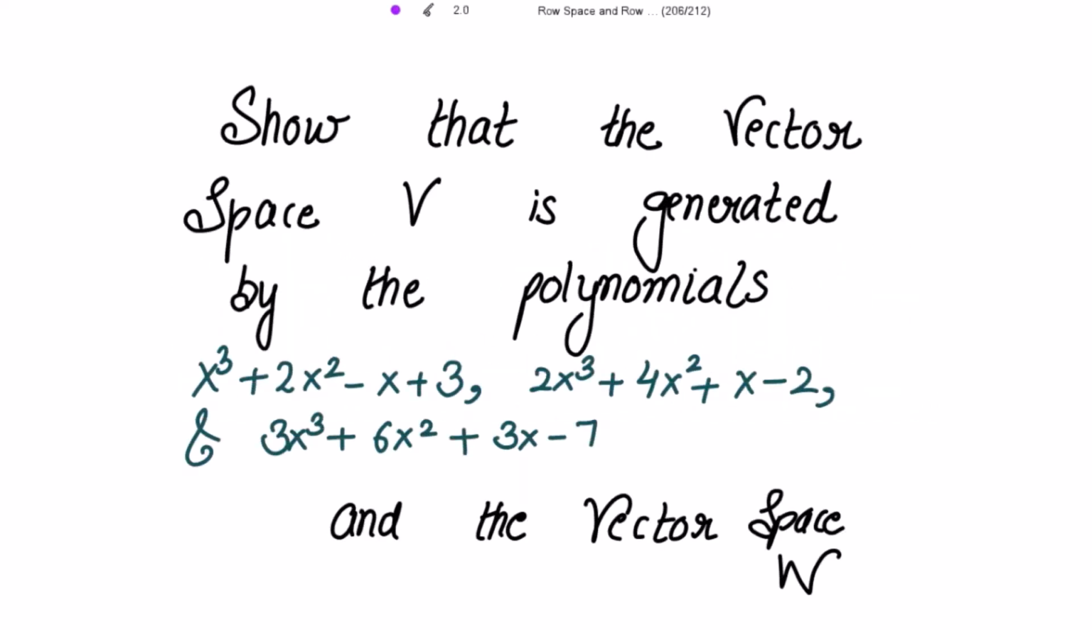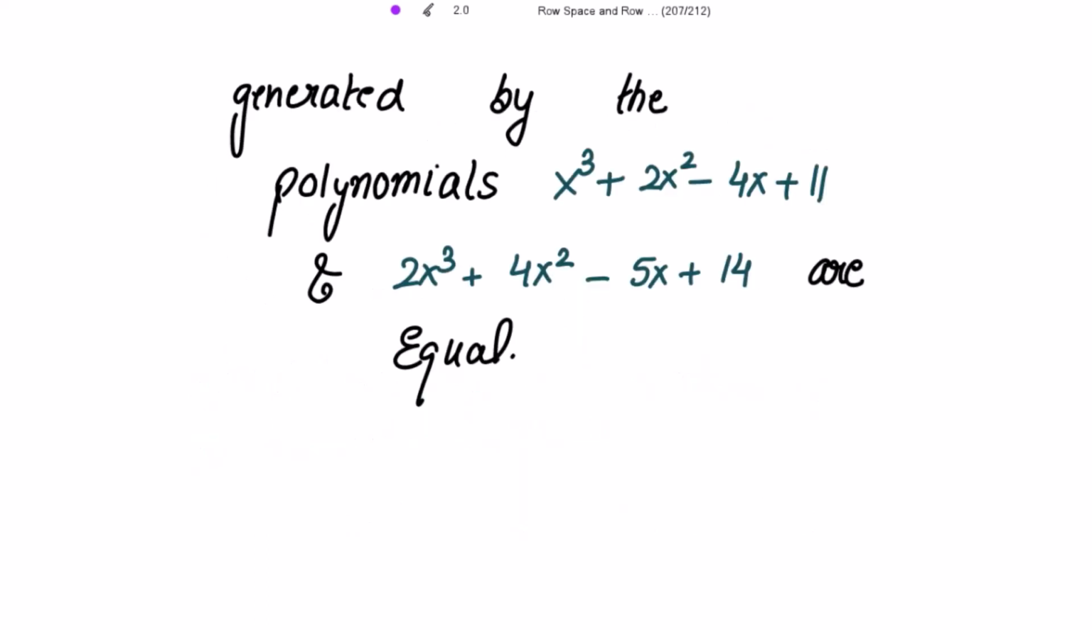We need to show that the vector space V generated by these three polynomials and the vector space W generated by these two polynomials are equal. That means we need to show that V is equal to W. When the bases of two vector spaces are equal, we say that these vector spaces are equal because they have the same basis, right? So let's get the basis for these two vector spaces.